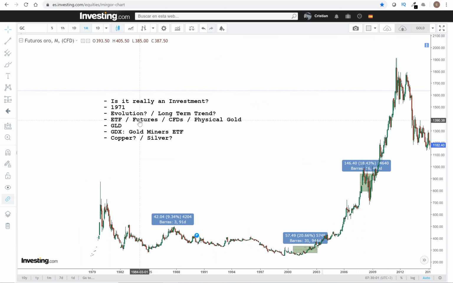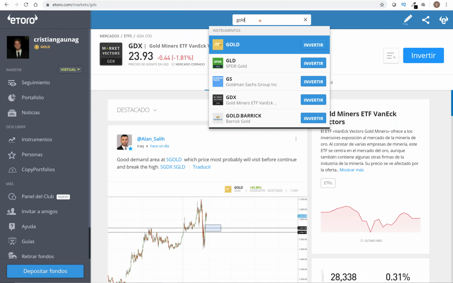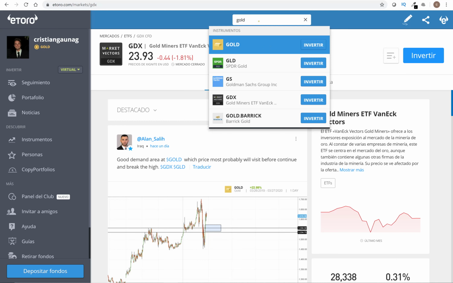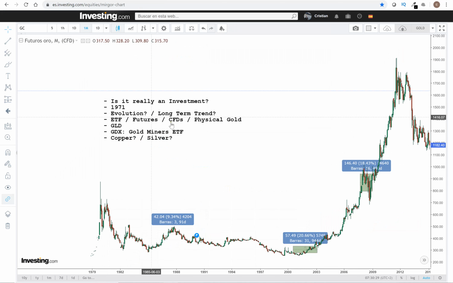The other way of investing in gold is through futures or CFDs. For example, if you look in one of the brokers that I'm using myself, if you look at gold, the first one that appears is the CFD that you can trade on this particular broker. But in different brokers, you have different alternatives. Could be futures, could be CFD.